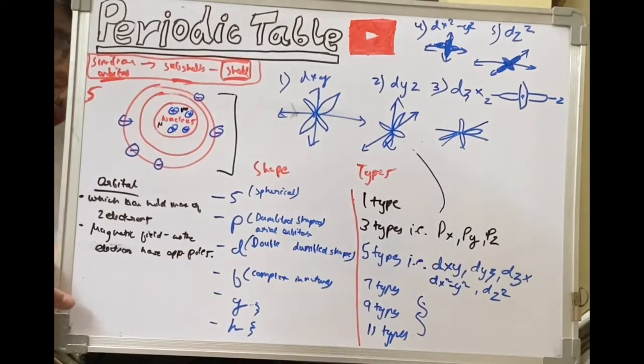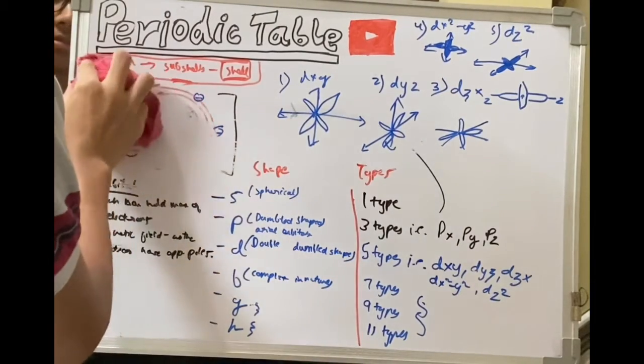So this is the basic idea of different types of orbitals. Now we'll just clear the board.